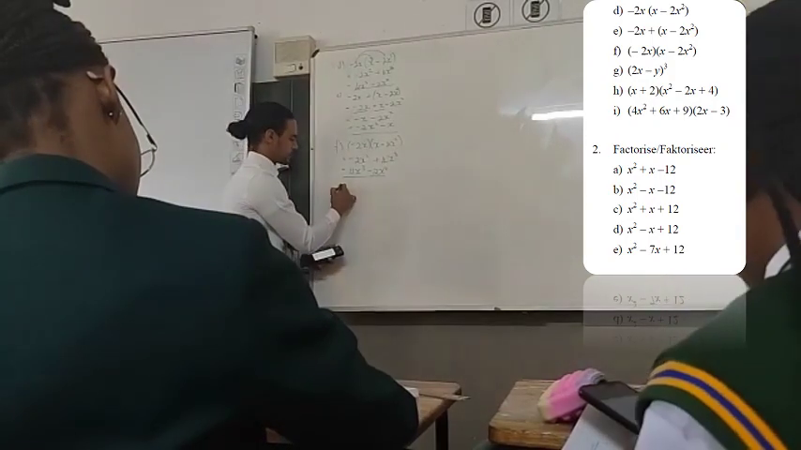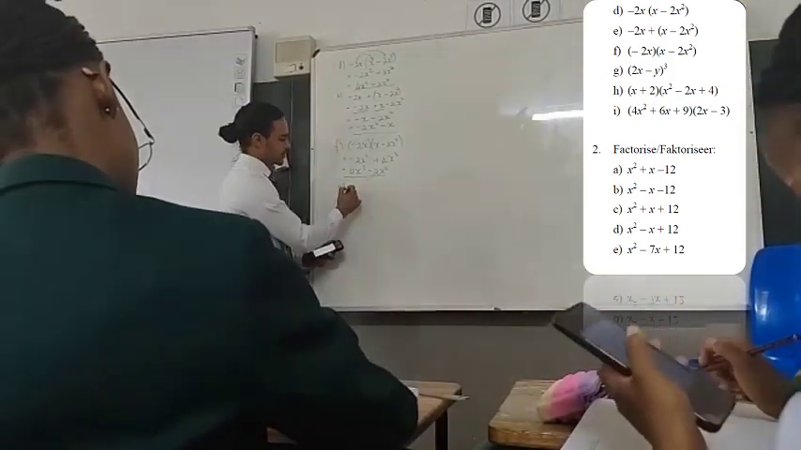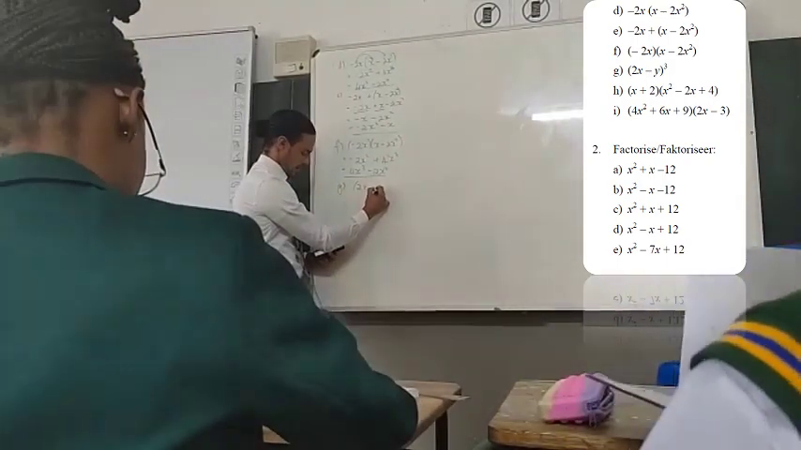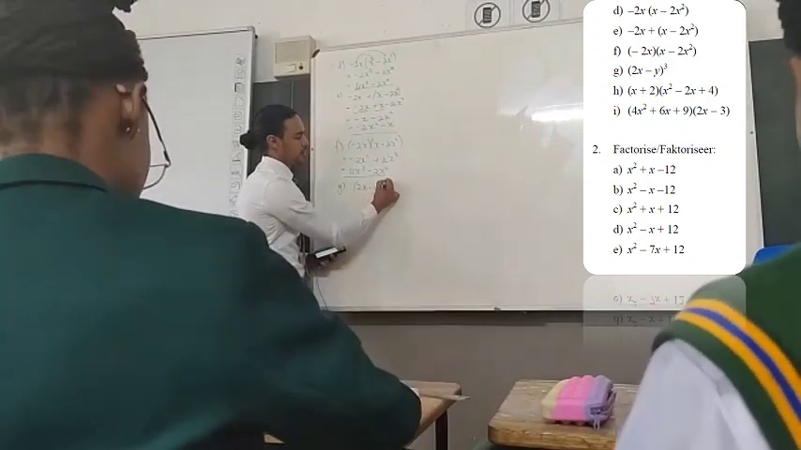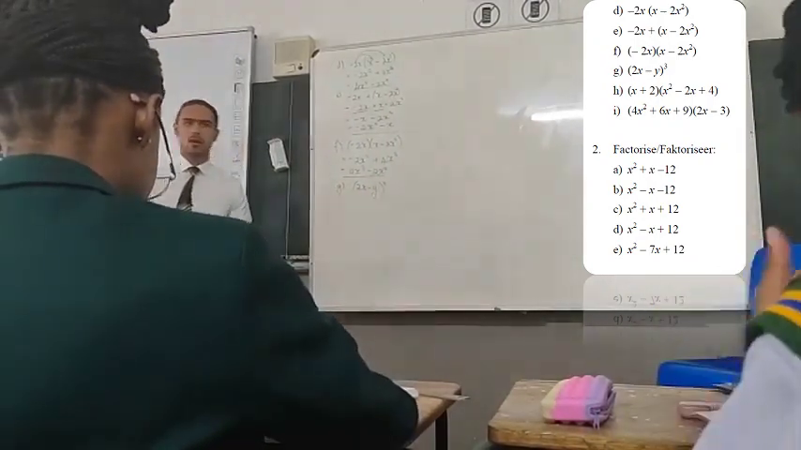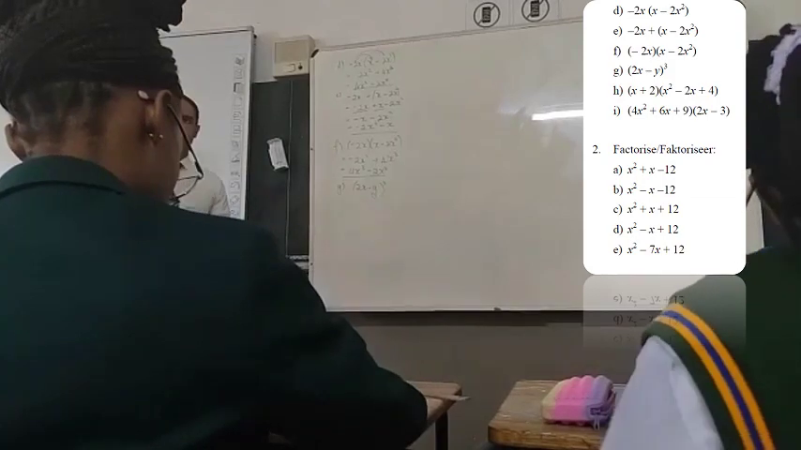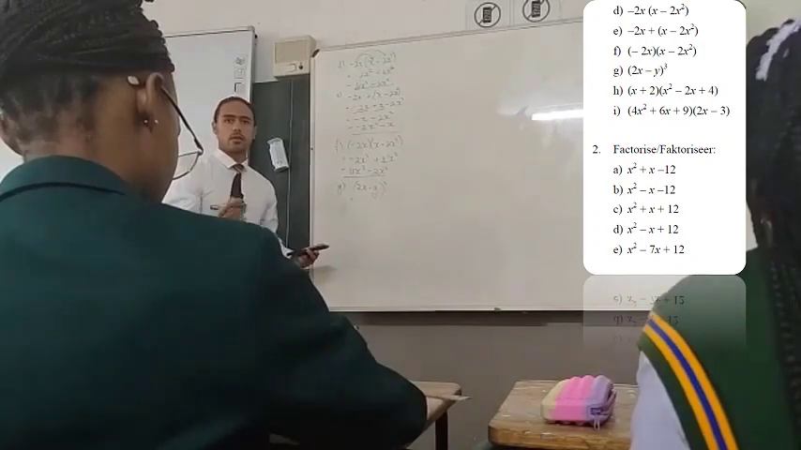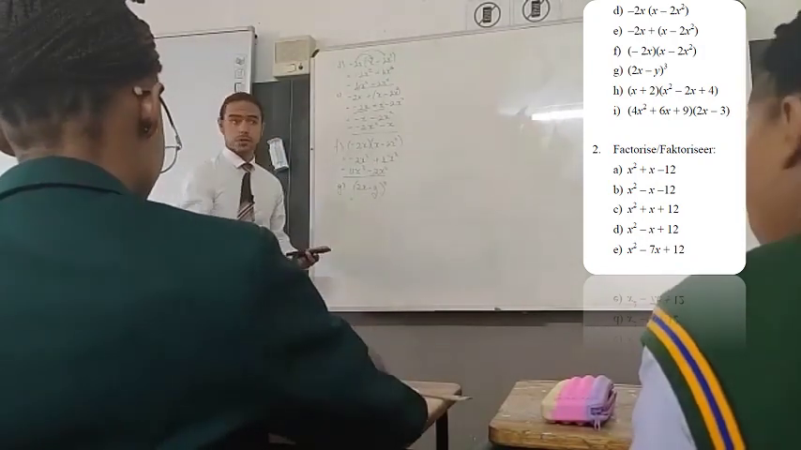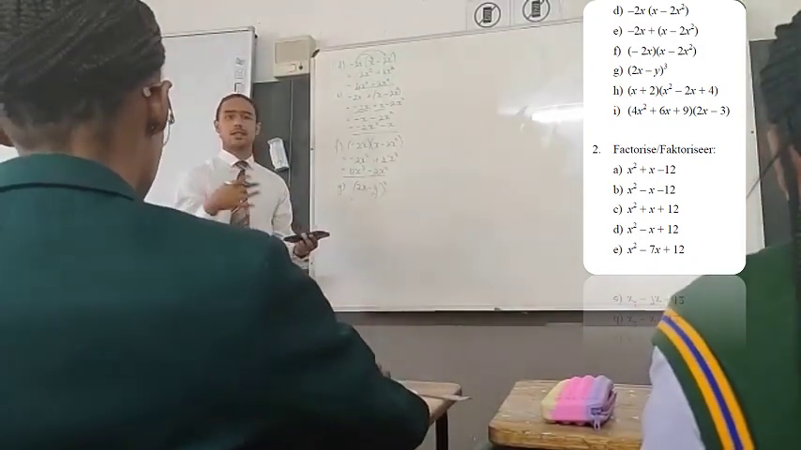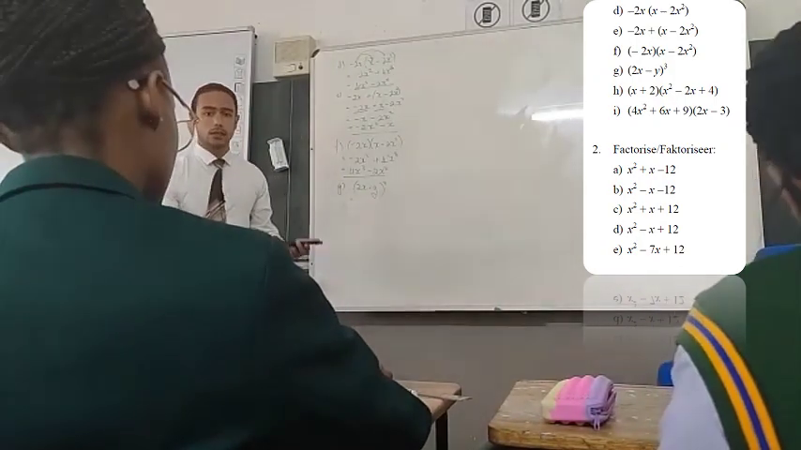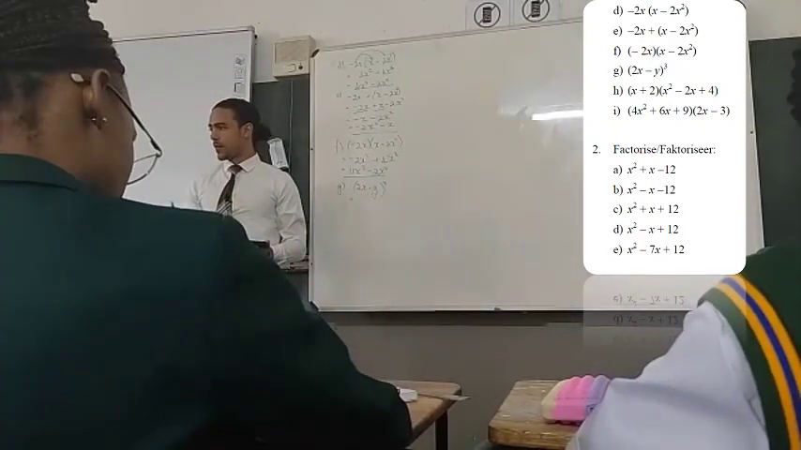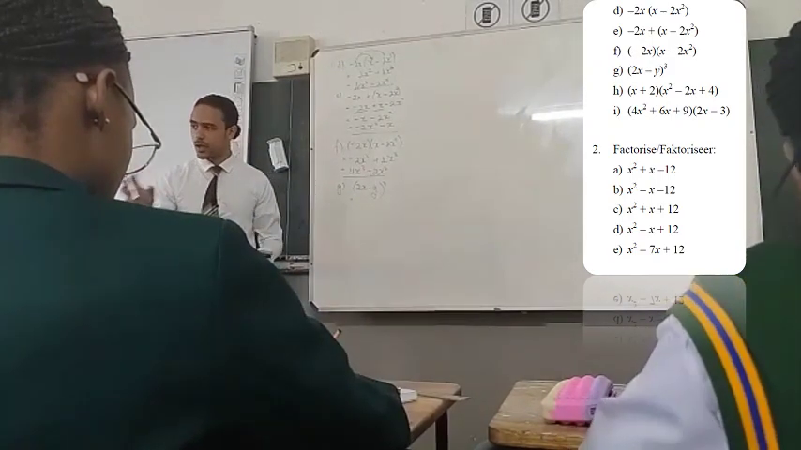Then moving on to G. Alright, so at G we have bracket 2x minus y to the power of 3. Okay. So what you are supposed to do, in grade 10 you were supposed to probably write this out 3 times, because this means the bracket is multiplying itself 3 times. But yesterday you got some notes, and this is the importance of mathematicians. You need to read everything.